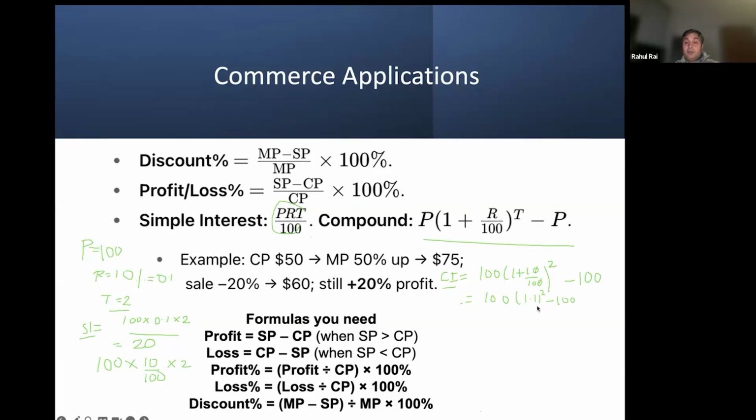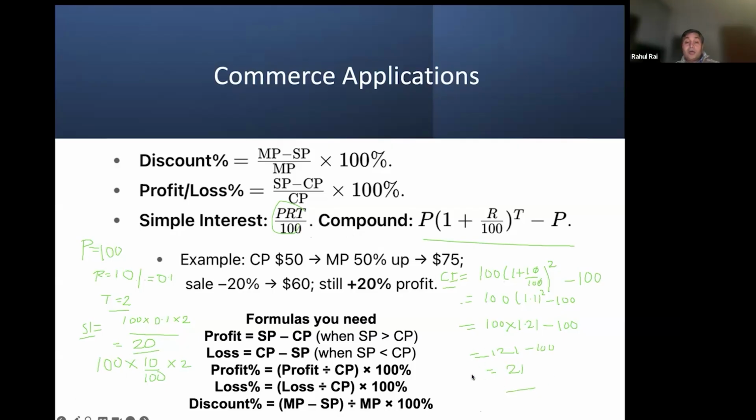We add that to 1, but this will be squared. So what is 1.1 squared? 1.1 squared is 1.21. You can use a calculator to do it, but I know the square of 11, so I can just do it this way. If you multiply by 100 and subtract 100, this becomes 121 minus 100, which is $21. So the compound interest using the same principal and rate is $21, but the simple interest is $20.